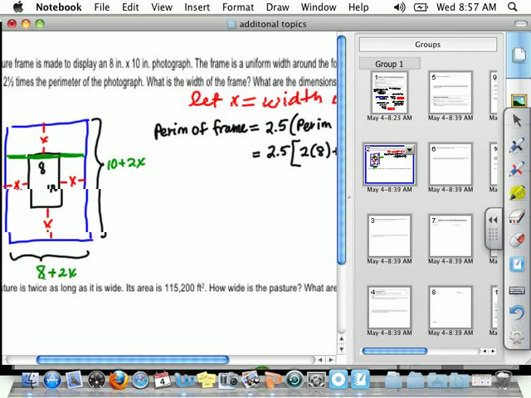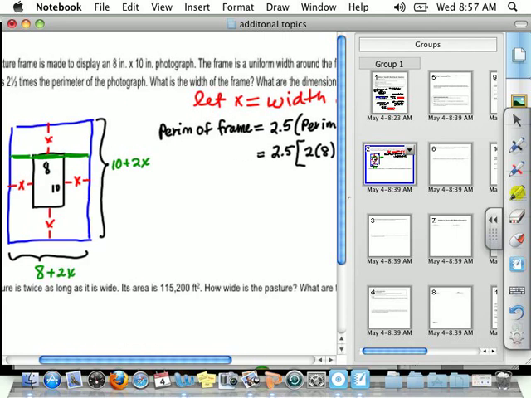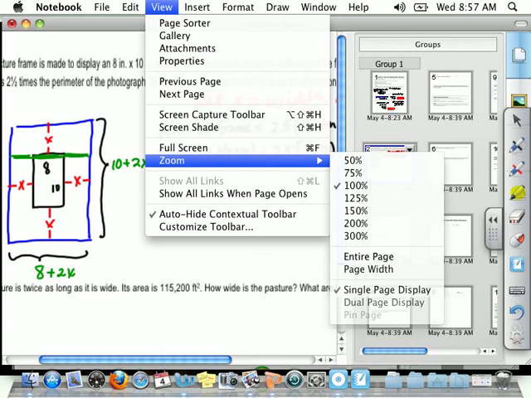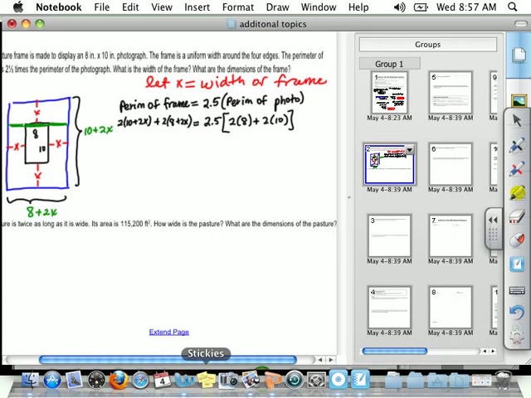Okay, the perimeter of the frame is a lot harder. It's going to be 2 times (10 plus 2x), plus 2 times (8 plus 2x), because you had 2 sides that were 10 plus 2x, and you had 2 sides that were 8 plus 2x.